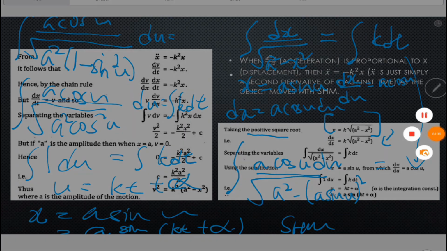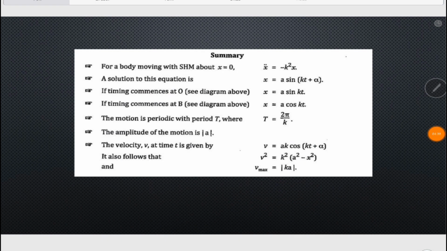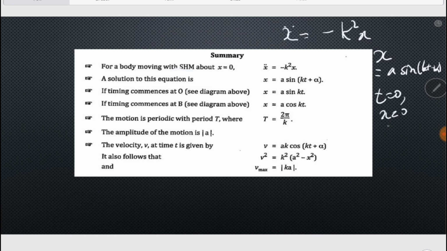And then we will see the summary later on. So as a summary, we can see that if it's a simple harmonic motion, your acceleration is simply negative k squared x. And for the general equation, as we derived just now, x is simply a sine(kt plus alpha). So when you start from O, when t equals 0, you start from x equals 0, you get x equivalent to a sine kt. This is done by deriving it from the general equation.